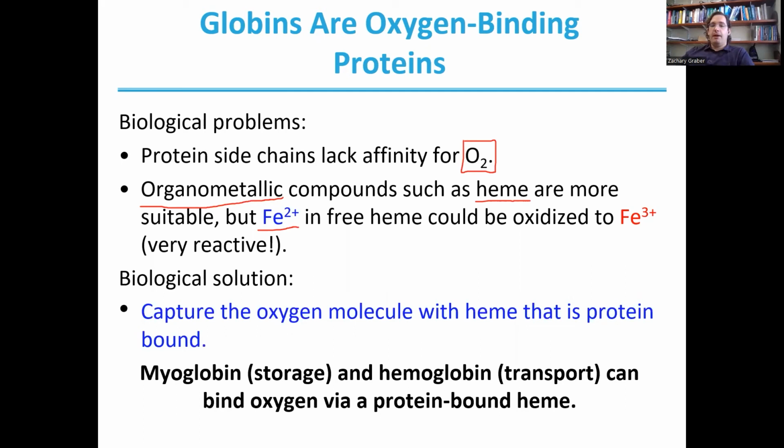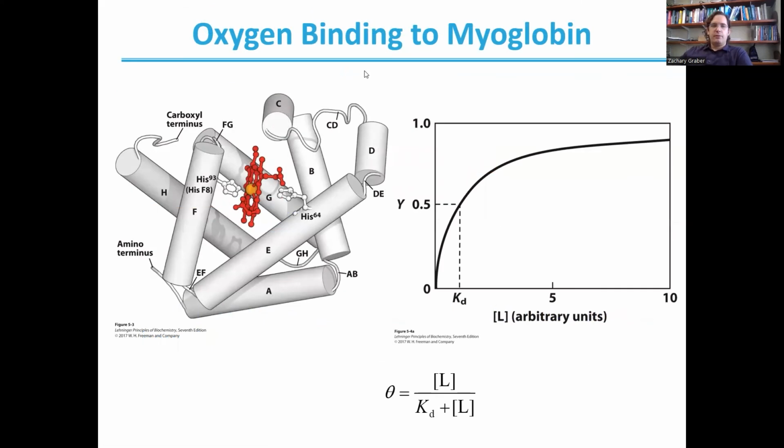So both myoglobin and hemoglobin use this protein-bound heme approach. Myoglobin uses it for storage of oxygen, and hemoglobin uses it for transport of oxygen around our body. So here's what our myoglobin protein looks like. Each of these cylinders represents an alpha helix. You can see we have mostly alpha helical structure in a compact globular protein shape.